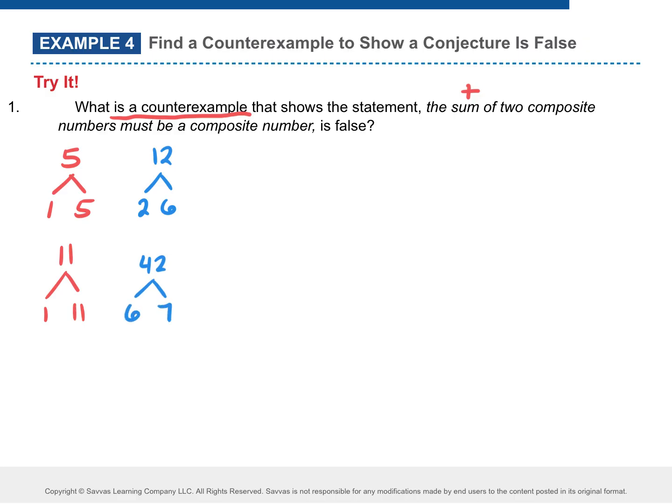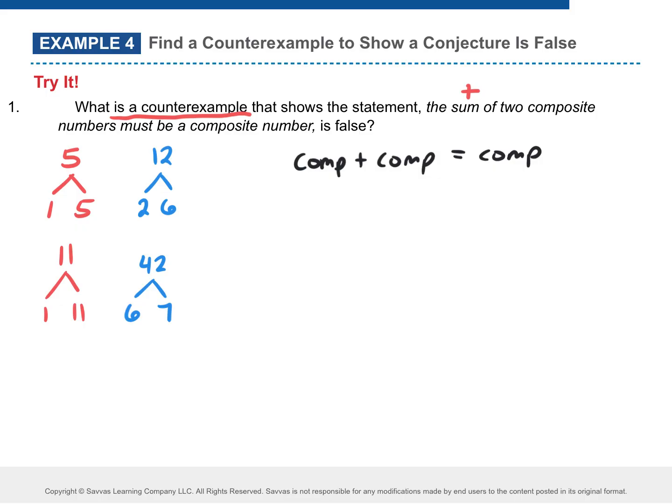Okay, so what we're trying to do is find a counterexample. The statement is: the sum of two composite numbers must be a composite number. So this is saying composite plus composite must equal composite. How do we prove this statement to be false? Counterexample. What are we looking for?